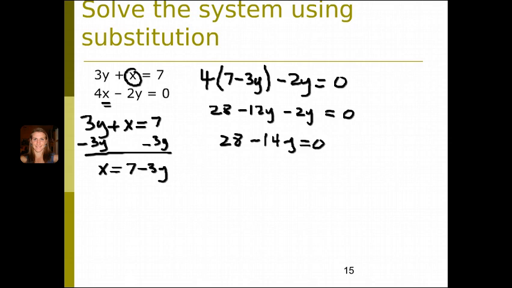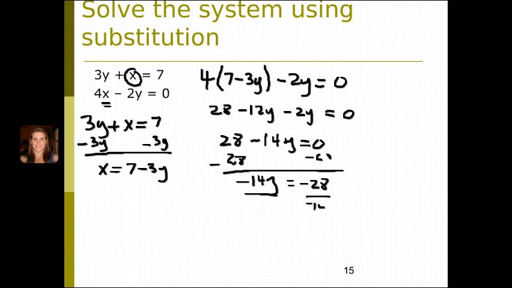Subtract your 28 from both sides. Negative 14y equals negative 28. Divide both sides by negative 14, and y equals 2. So now we know that the second part of the coordinate of the solution is 2. We still got to find our x.